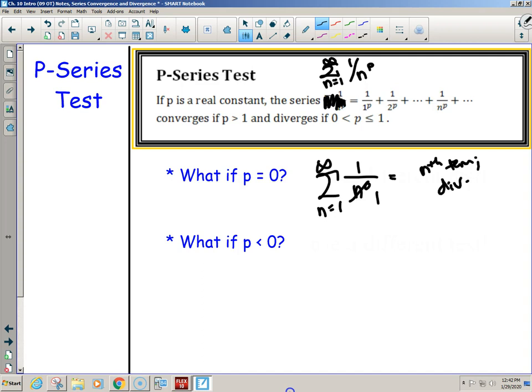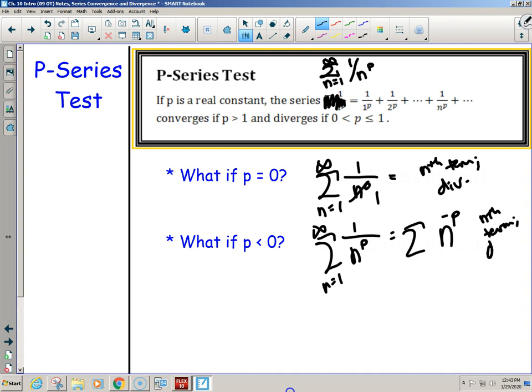And what if p is less than 0? Well, if p is less than 0, then hold on. Doesn't it not even belong in the denominator? If p is less than 0, then technically it's a negative number, so it would actually end up flipping to the numerator as a positive. It would be, once again, an nth term test fail because the limit would not be 0.